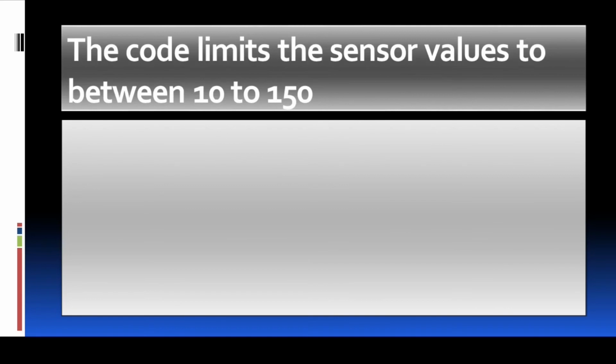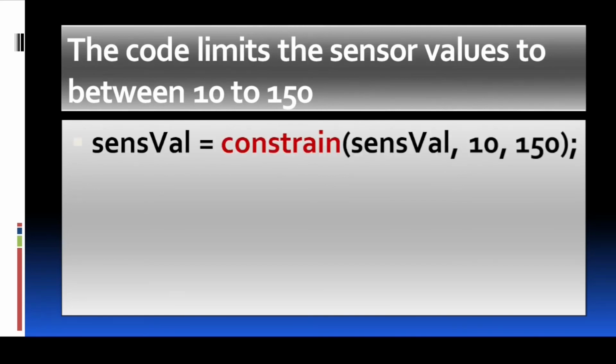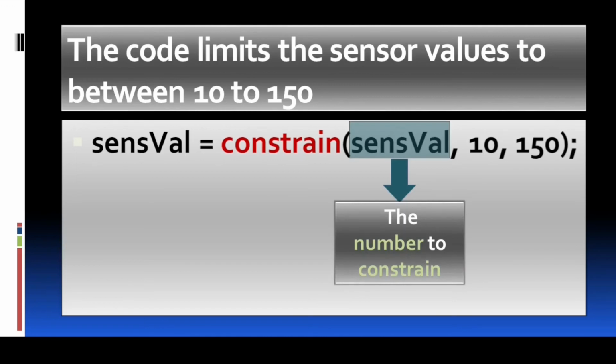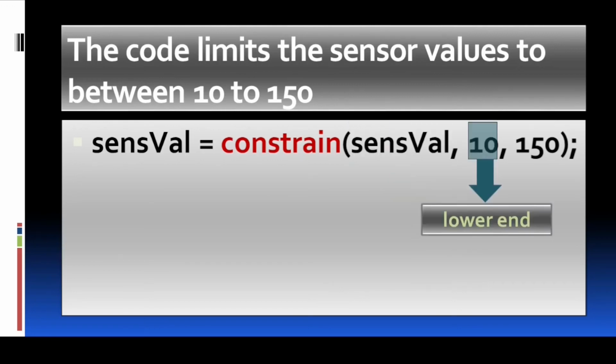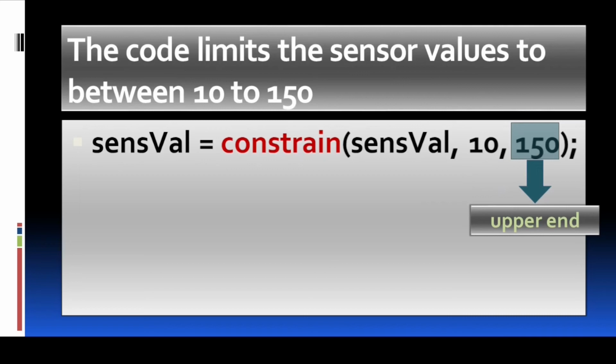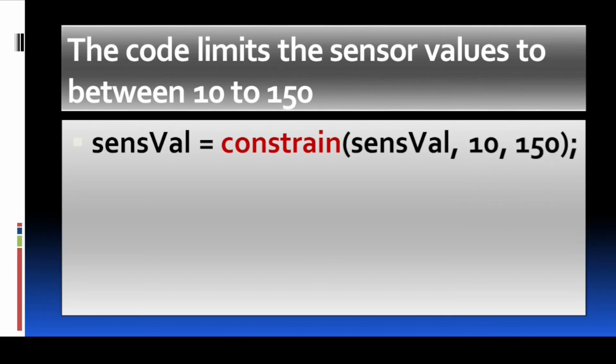Here you can see the code which limits the sensor value between 10 and 150. Here sensVal is the type of variable you can declare, unsigned or signed int. Here the sensor value we need to constrain between 10, which is the lower end, and the upper end is 150. If the value is less than 10, then it will return the value 10. If the value is greater than 150, then it will return the value 150.